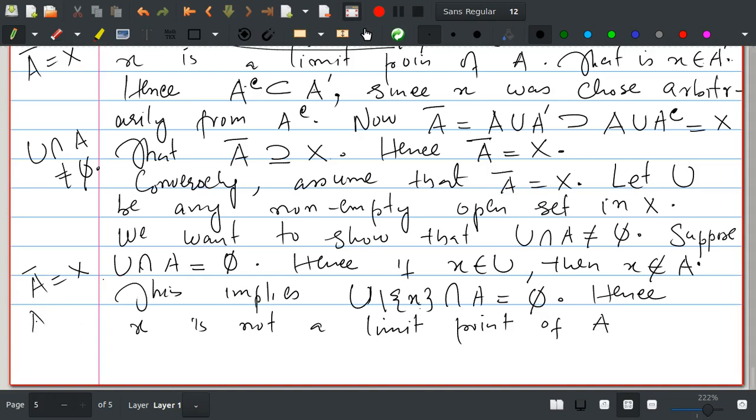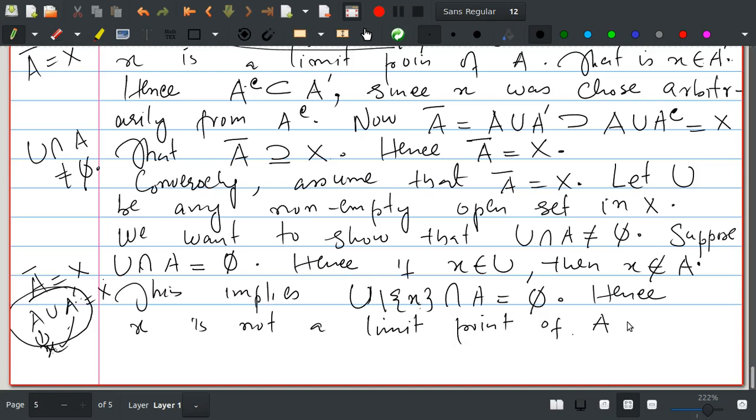I mean A union A prime is in X. So this X was not here, so this X has to be here because this X is somewhere in X, and hence this is somewhere in this set. But this X is given to be an element not in A, so this element has to be in A prime. I mean this X is a limit point of A, but we proved here this is not a limit point.